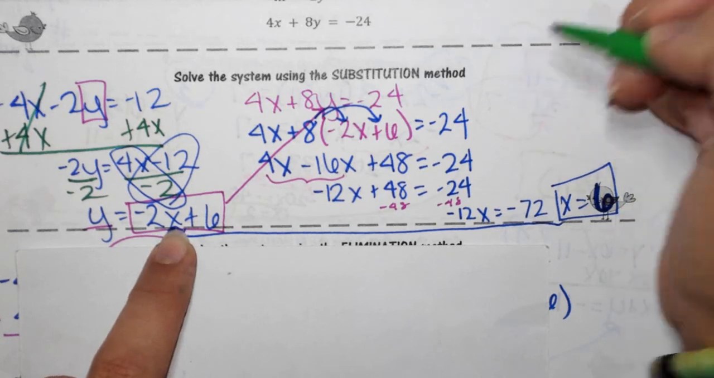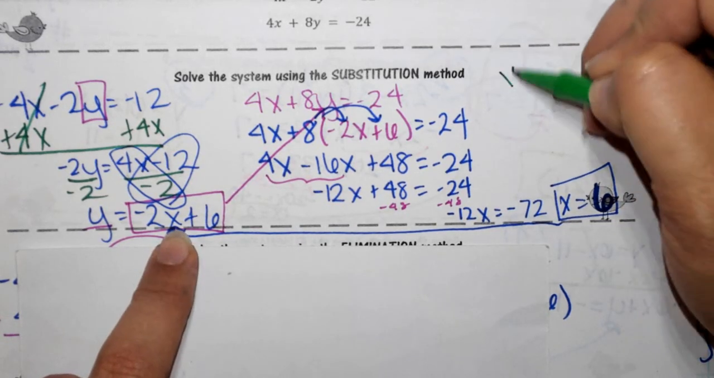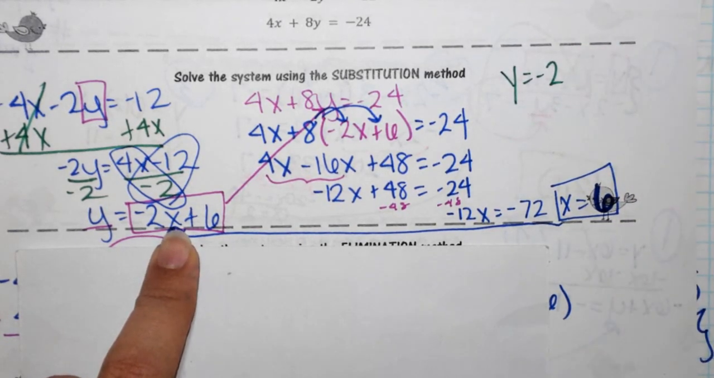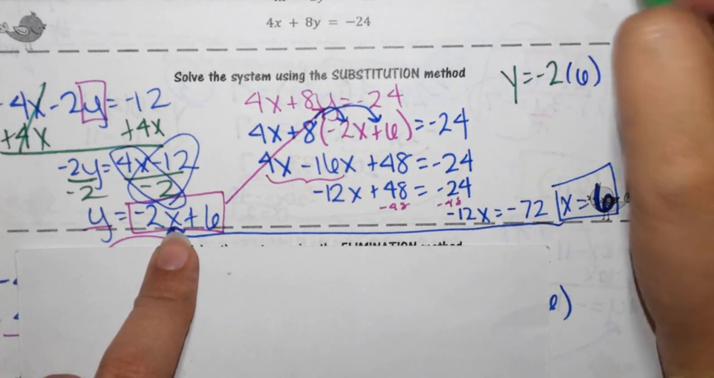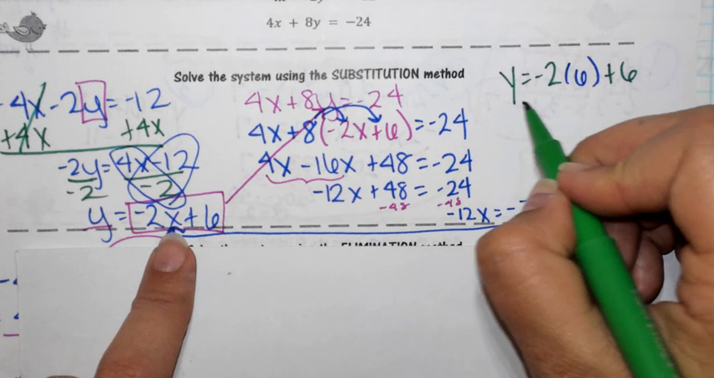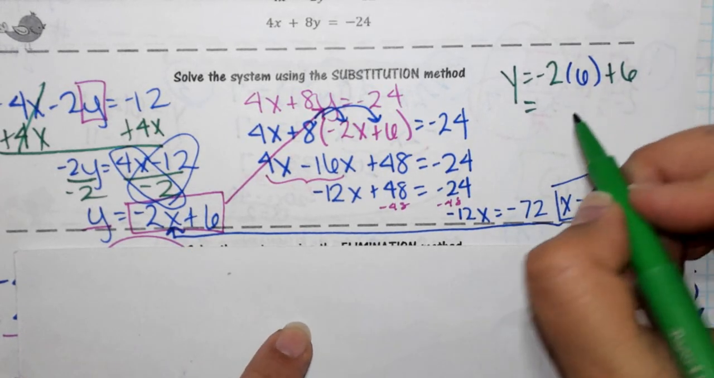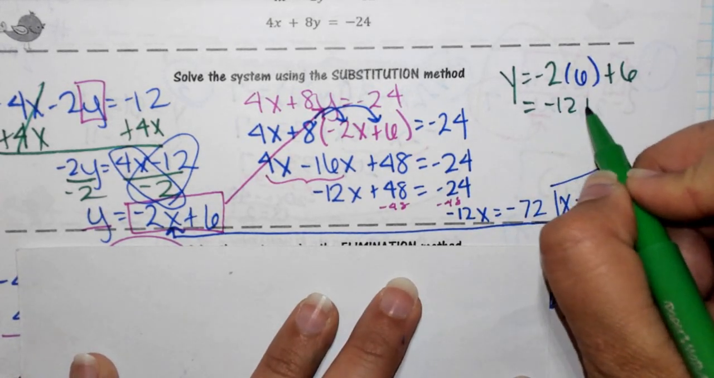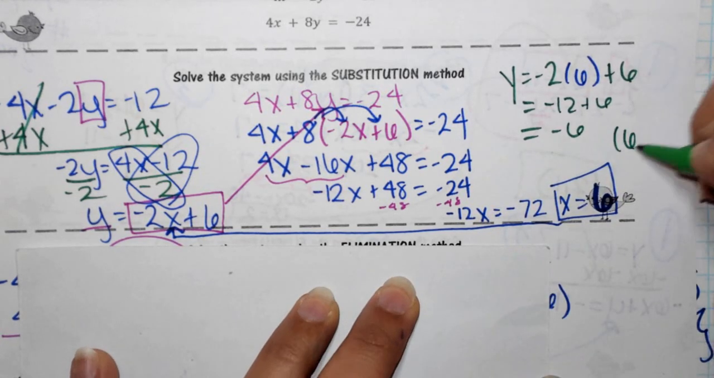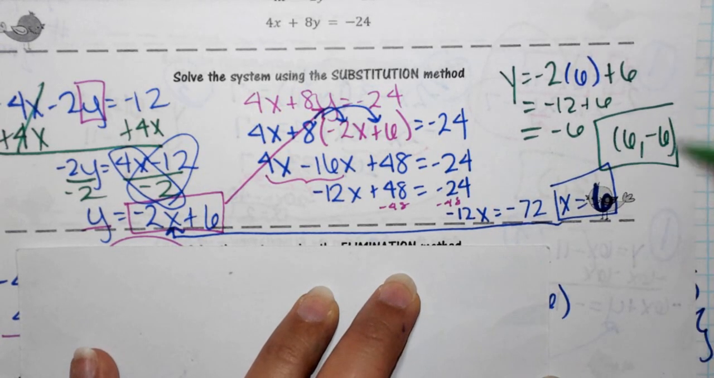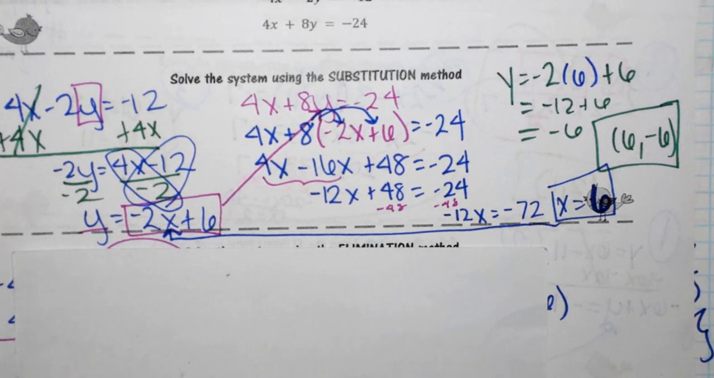All right, Reggie, how would I write that? So y equals negative 2 times 6. All right, what's negative 2 times 6? And that's negative 6. So our answer is 6, negative 6. Is that what we got on elimination? So have we done it right?